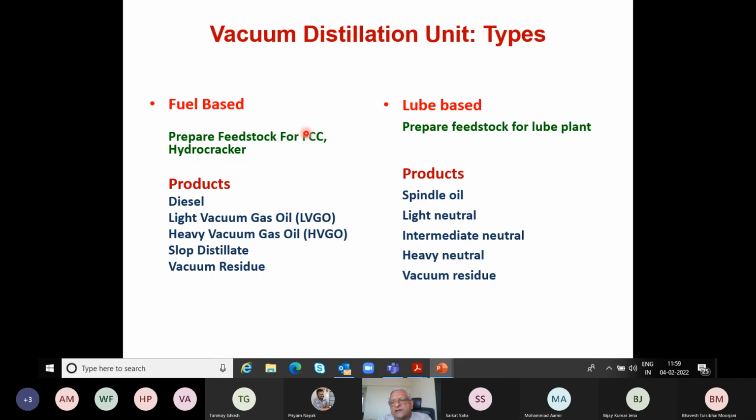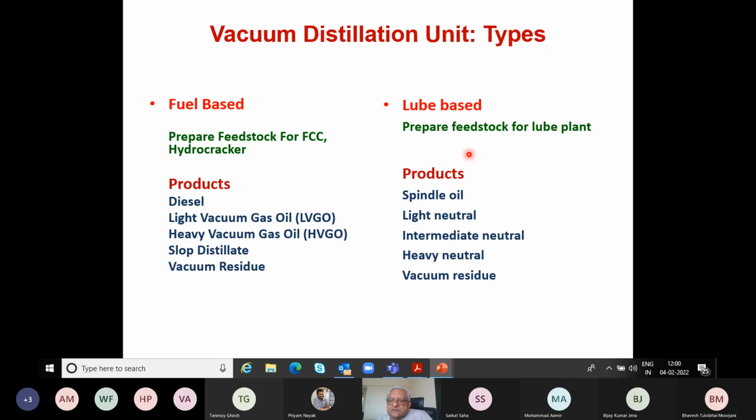On the other hand, 10% of the vacuum distillation units produce lube oil, and this lube oil is what you and I use in our vehicle. If you remember the motor oil, when you take your car for servicing, they put in an oil called crankcase oil, and you use a dipstick to see the level and the quality of that oil. That oil is what is produced by this vacuum distillation unit.